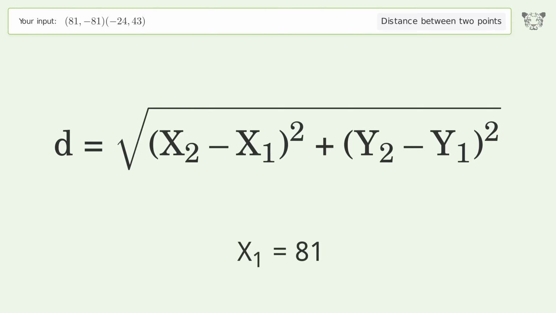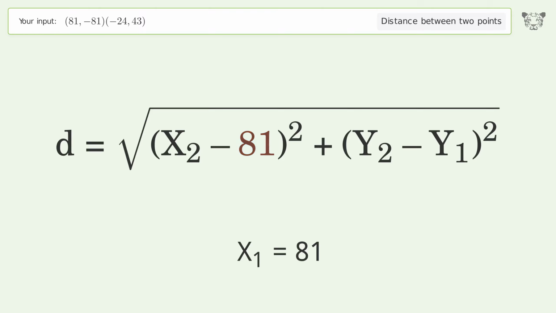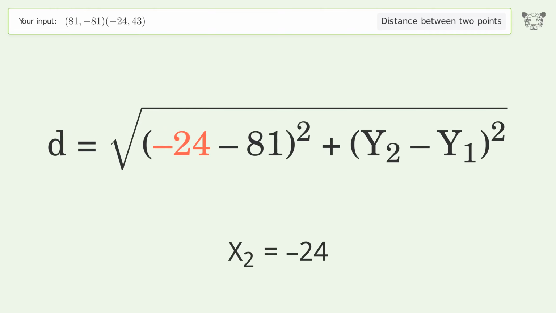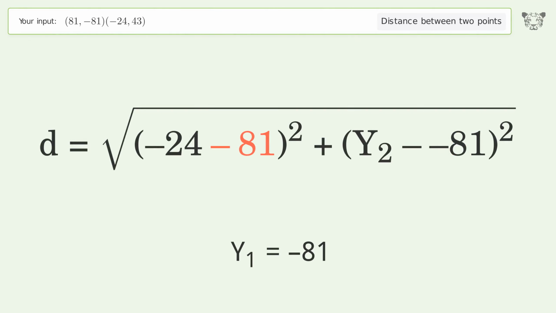x1 equals 81. x2 equals negative 24. y1 equals negative 81. y2 equals 43.